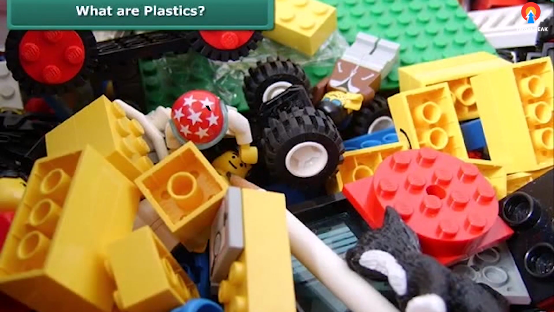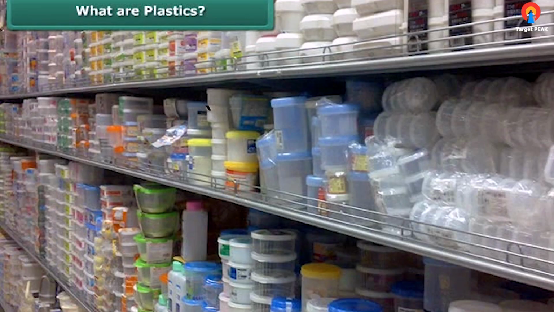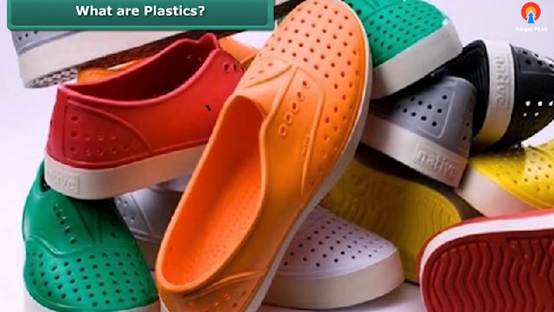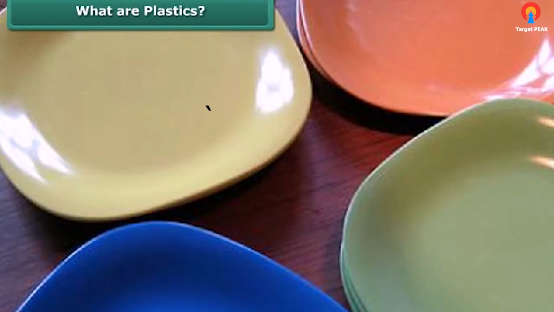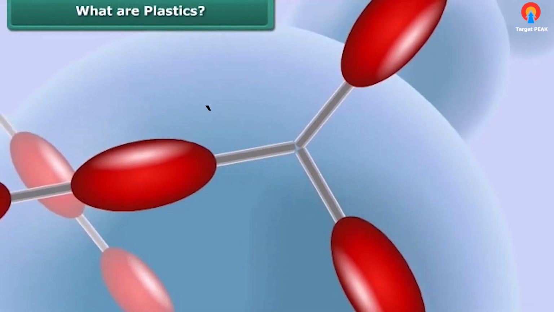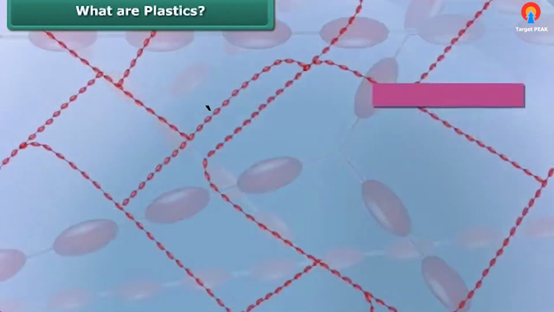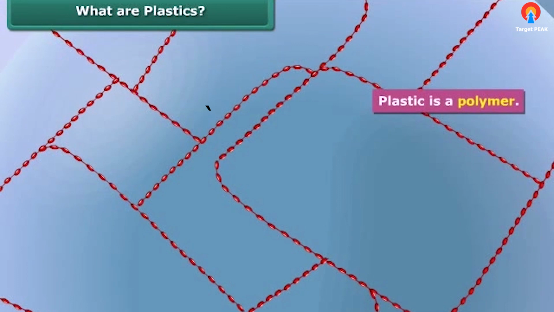We get the name plastics because of their properties to be molded, cast, or processed into a variety of forms. It is chemically obtained mostly by synthesis of petroleum and natural gas. Like the synthetic fibers, plastic is also a polymer that is made by joining many small similar units.